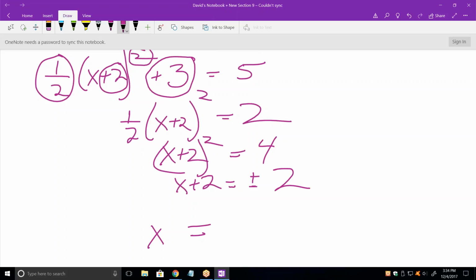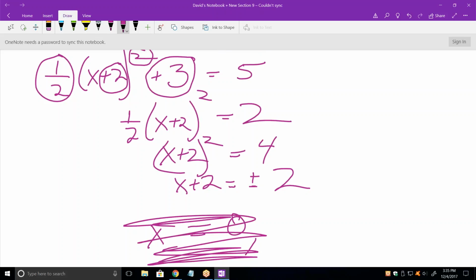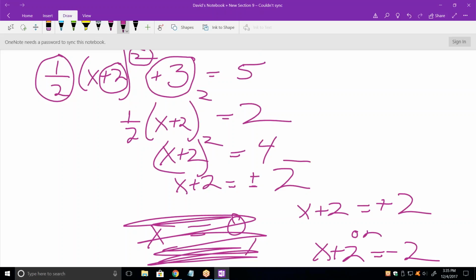So now what is x equal to? So x is equal to 0 or it would be -2. No. In other words, here, what this means is that x plus 2 is equal to plus 2, or x plus 2 is equal to minus 2. That's what that means right there.